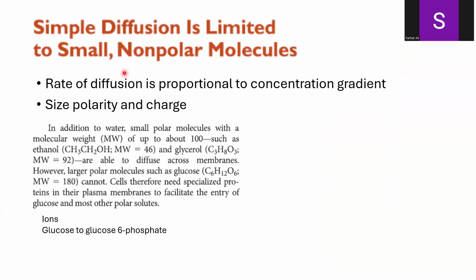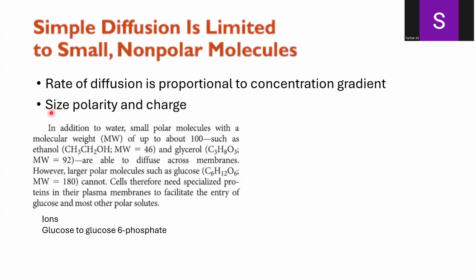So simple diffusion is important regarding the small or the non-polar molecules. The rate of diffusion is proportional to the concentration gradient. So the higher the gradient, the more rapid the rate of diffusion. The process also depends on the size, polarity, and the charge of the molecules.